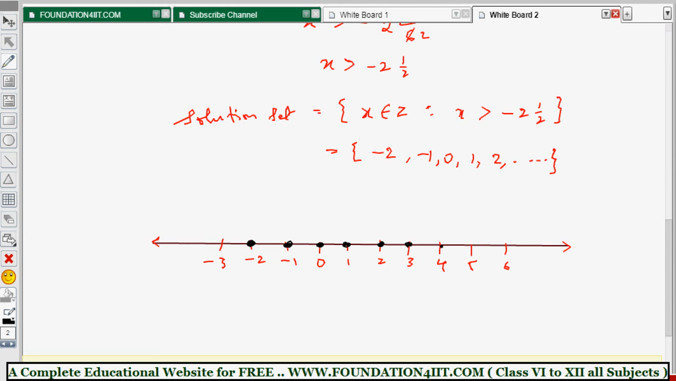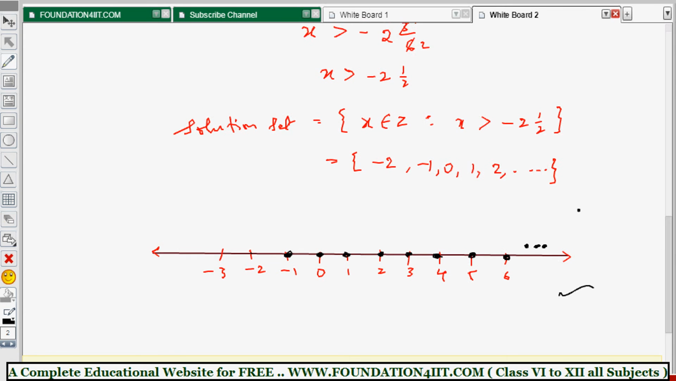That means even 3, 4, 5, 6. It's still infinity. In that case we need to keep 3 small circles. The meaning is that it is infinite. It's not ending at 6, it's even 7, 8, 9 till infinity. So the 3 dots on the right-hand side show that it continues on the right-hand side up to infinity. If you keep 3 dots on the left side, it continues on the left side, for the negative numbers. In this way we can represent any solution set on a number line.